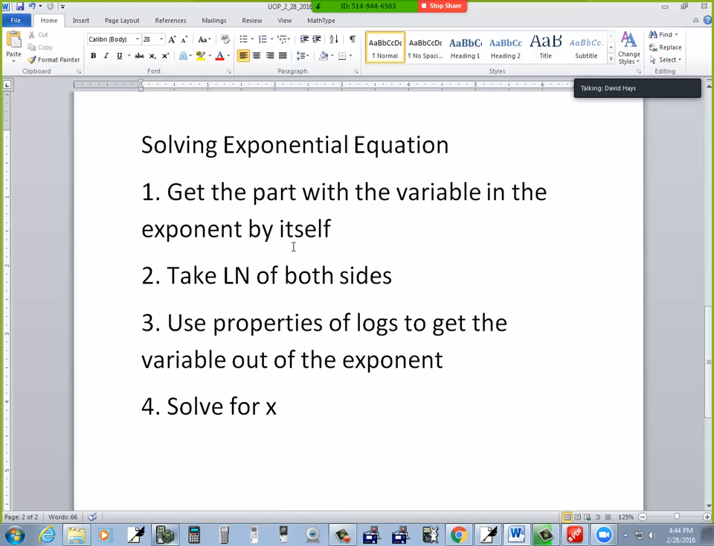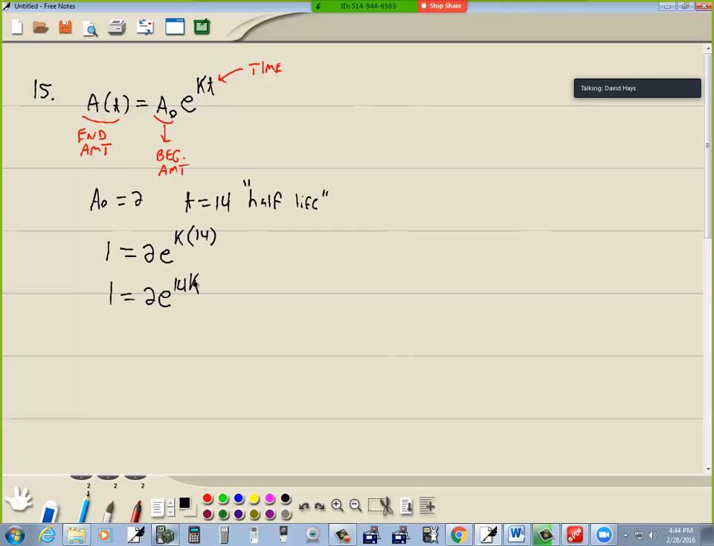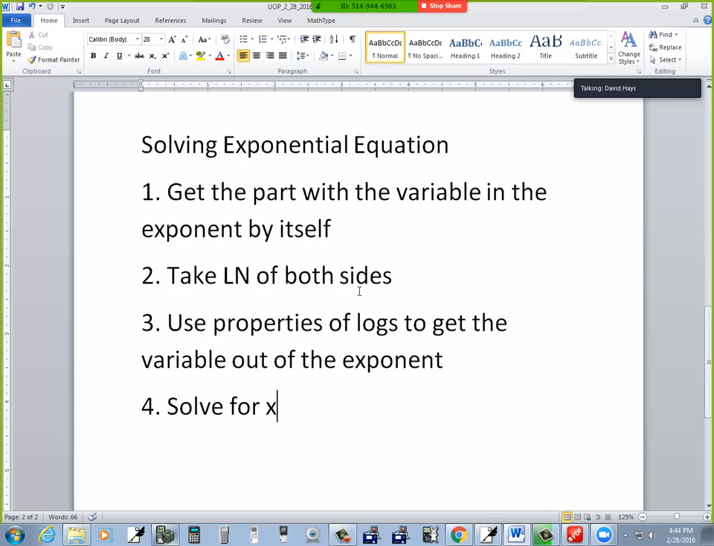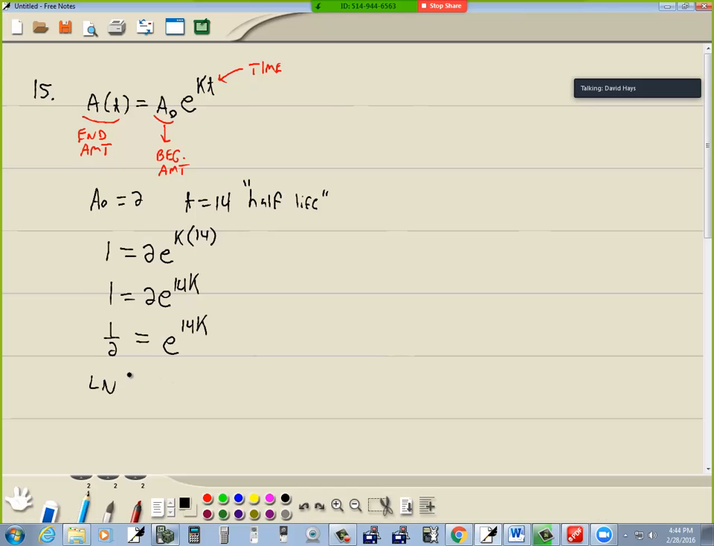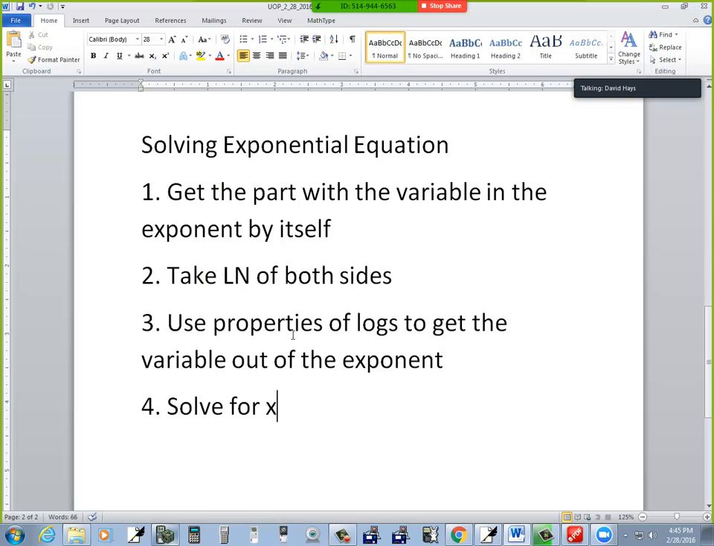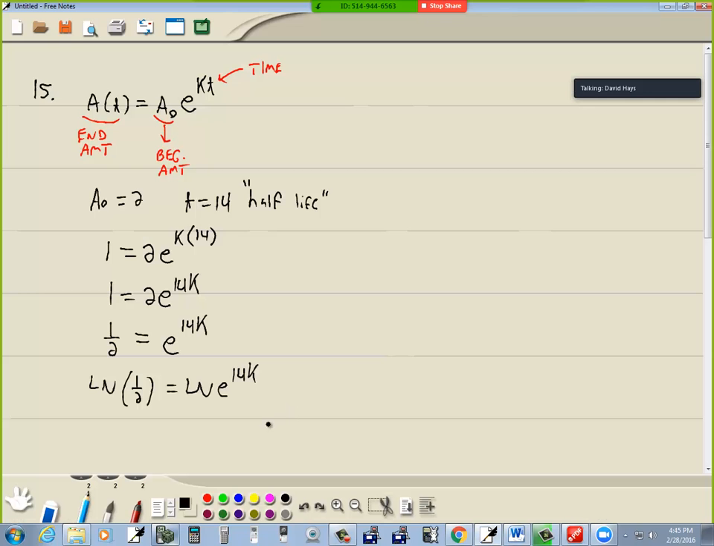And our exponential equation, step 1, get the part with the variable in the exponent by itself. Well, it's not quite by itself. It's got a 2 in front of it. So we're going to divide both sides by 2. So we got 1/2 is equal to e to the 14k power. Step 2, take natural log of both sides. So we're going to have natural log of 1/2 is equal to natural log of e to the 14k. Step 3, use properties of logs to get the variable out of the exponent. Well, remember, if you have natural log, that's base e. And if these numbers match, they cancel. So then that gives us natural log of 1/2 is equal to 14k.